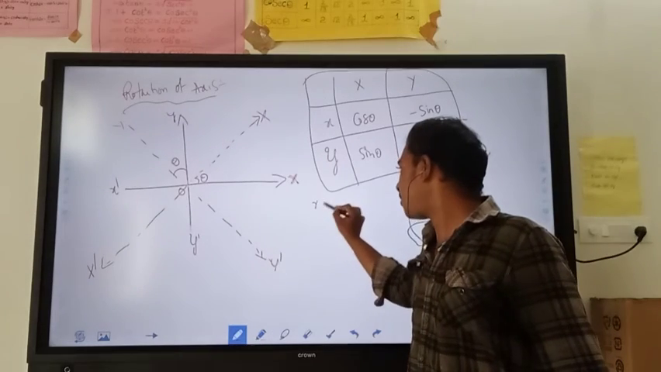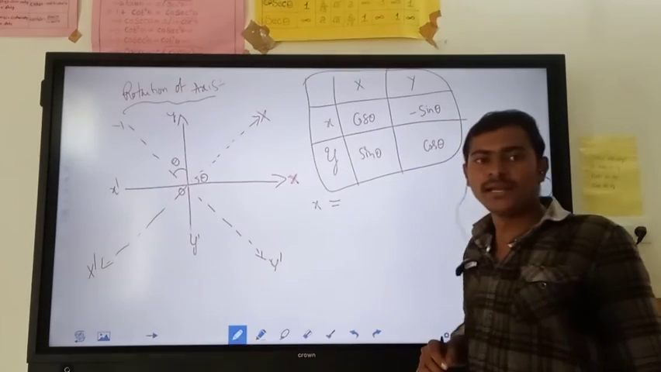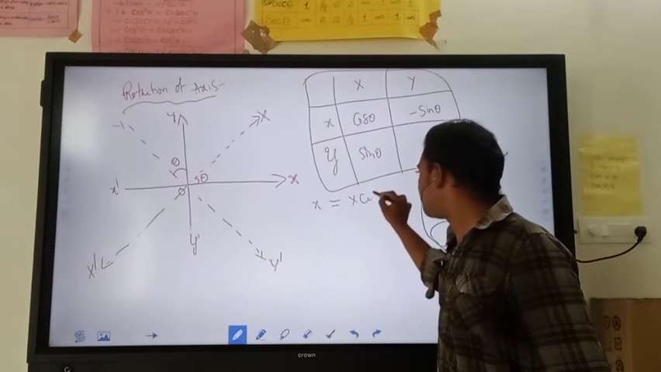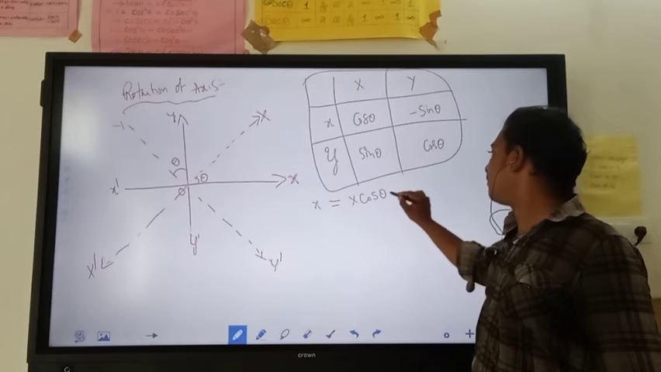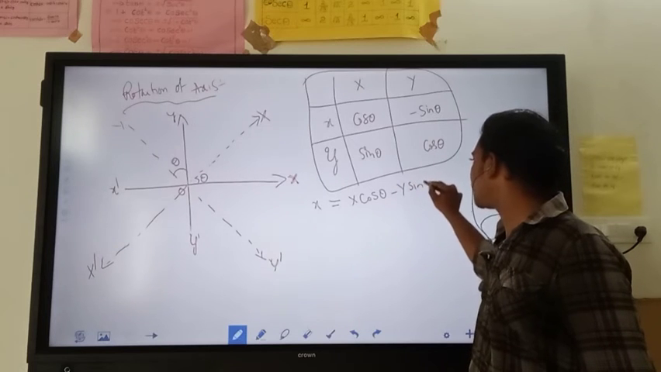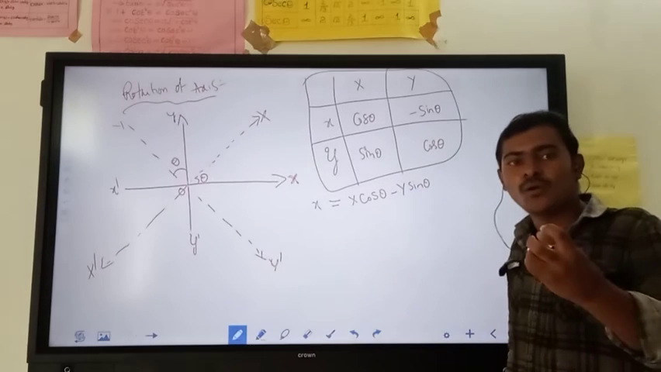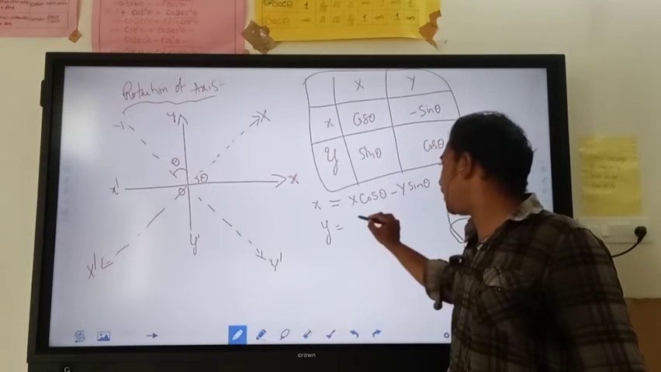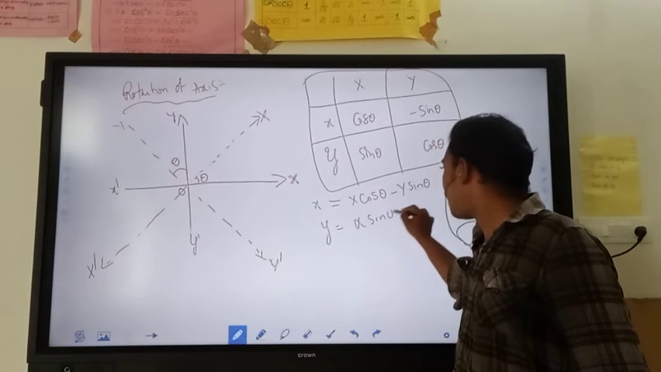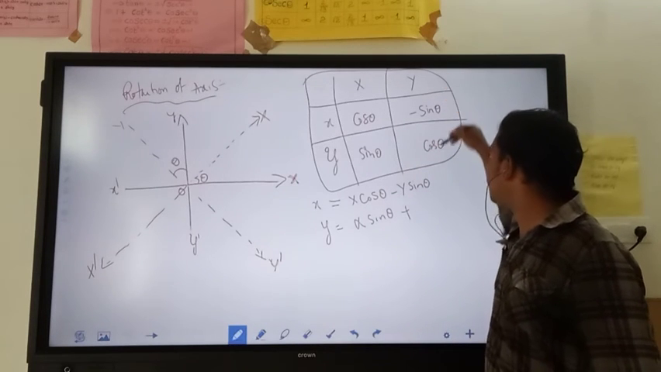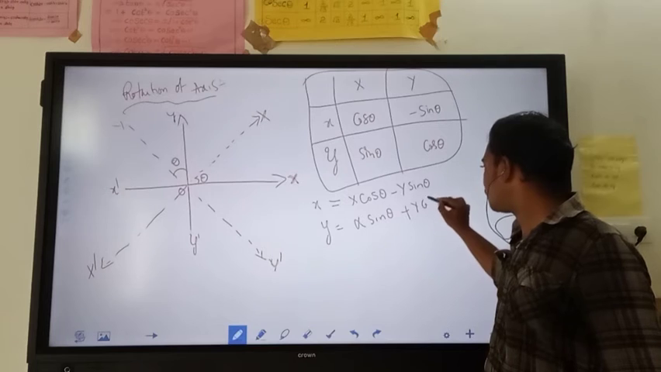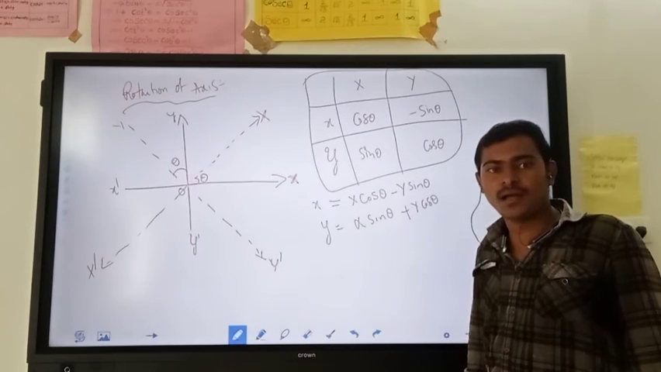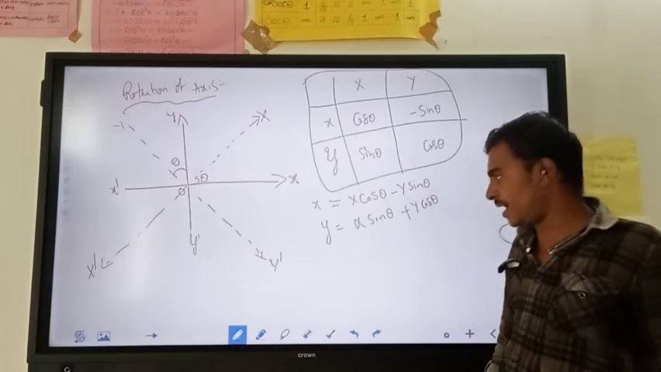Based on this table, we write the values. Small x equals capital X cos theta minus capital Y sin theta, and small y equals capital X sin theta plus capital Y cos theta. This is how we write the original or old axis.